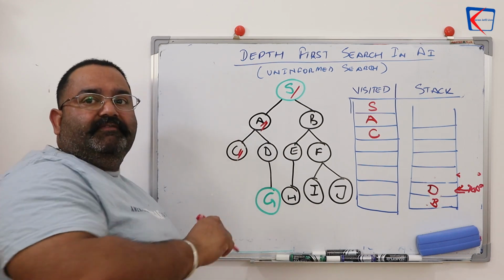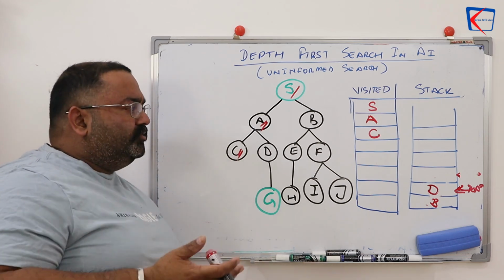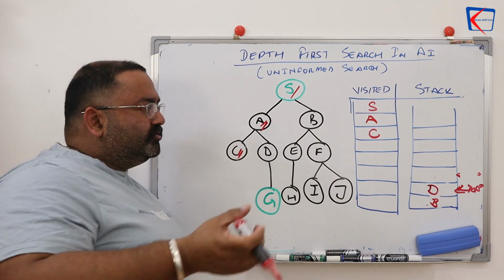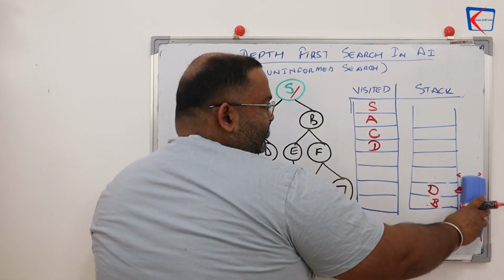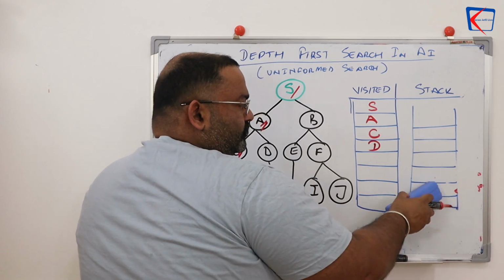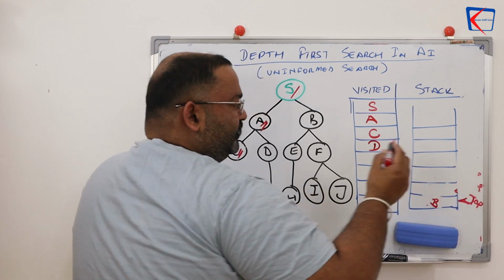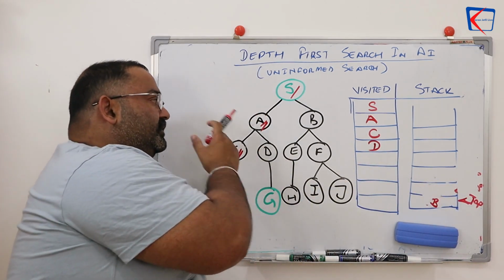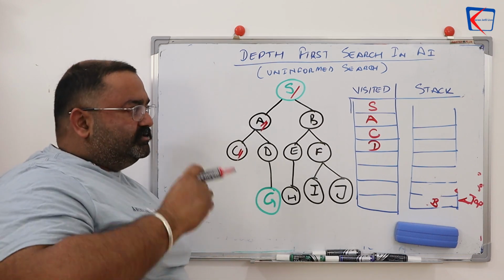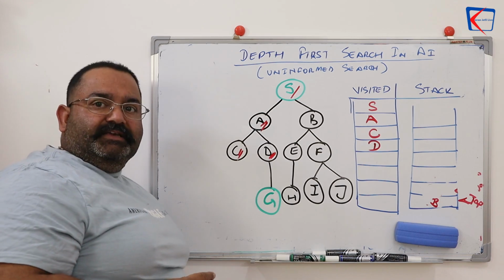Now C doesn't have any adjacent nodes. C doesn't have any children. So I pop the next element from the stack. What is that? That is D. So D is removed. Now this is my new top. Then I check whether D is my goal. No, D is not my goal. So I mark D as visited.